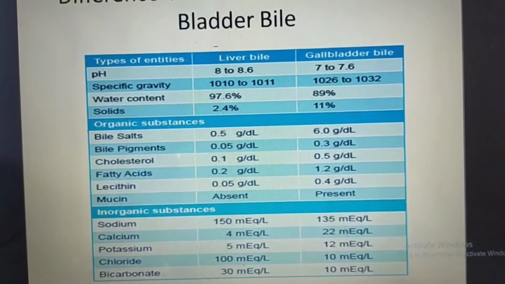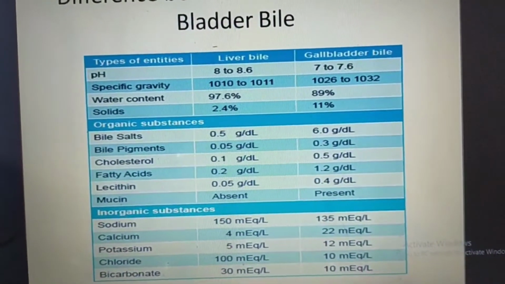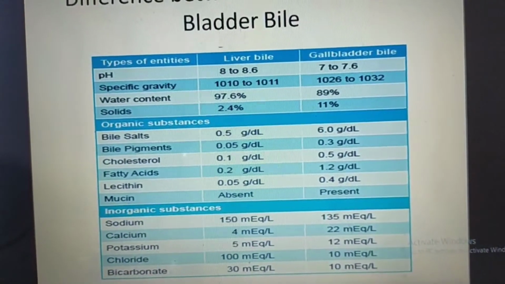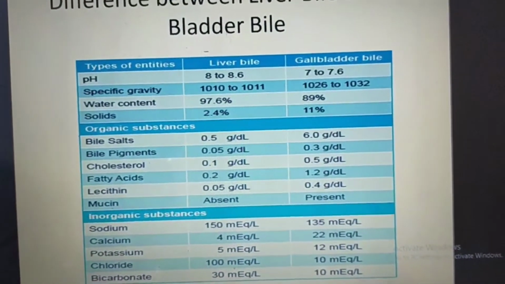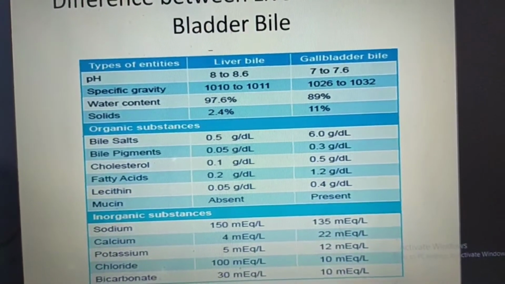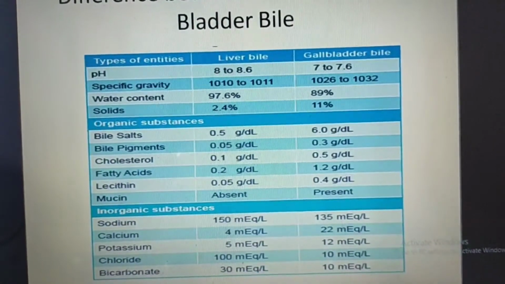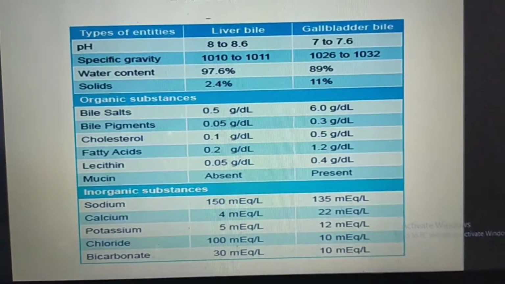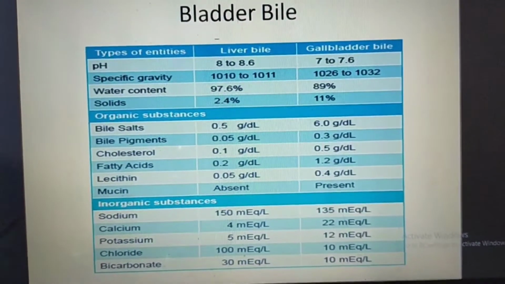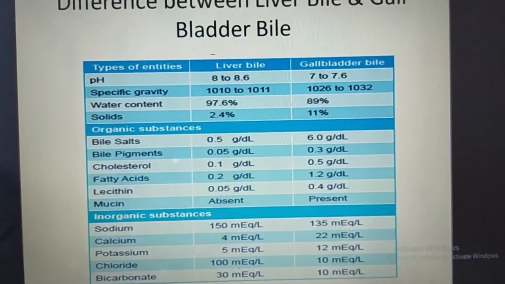Water content would be 97.6% in liver bile, and in gallbladder bile water content would be 89%. The solids would be 2.4% in liver bile, and in gallbladder bile solids would be 11%. So we are not going deep into the organic substances and inorganic substances difference.